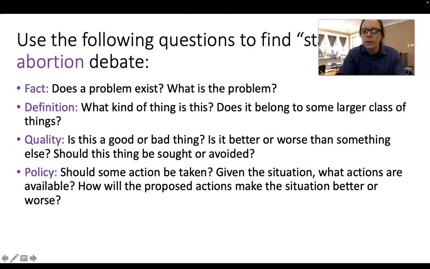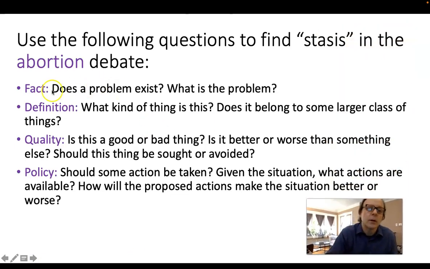So one thing we could do is we could go through and look at all the stasis questions. Does a problem exist? What is the problem? If we were in class together, I'd ask you right now to take out a pen and paper, or get your tablet or computer handy, and just work through some of these questions. If you want to do this, you can. And let me tell you how I would do it. You first have to kind of take a side, so to speak. I think you'd have to say, does a problem exist?